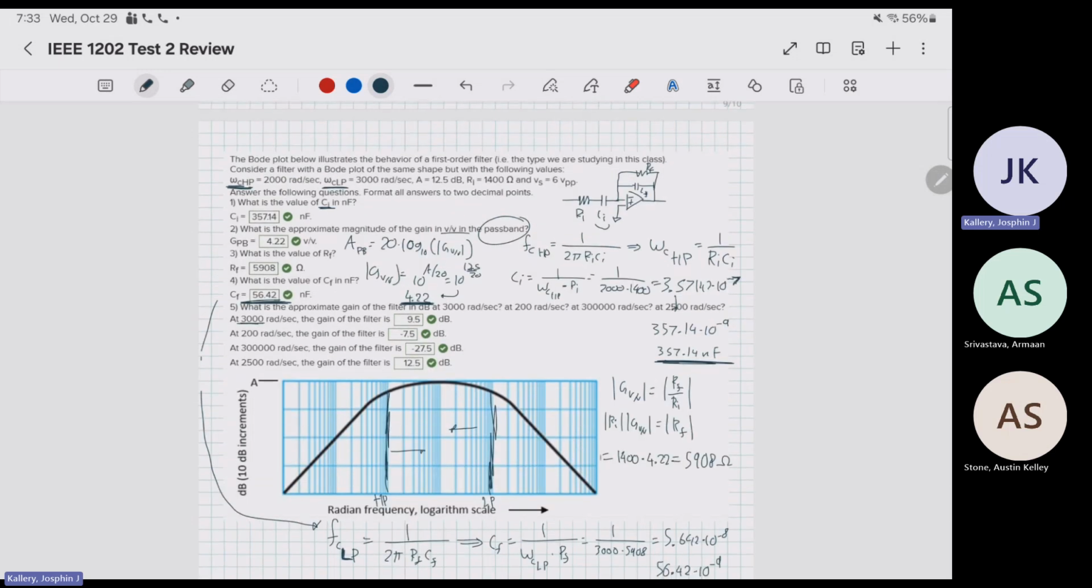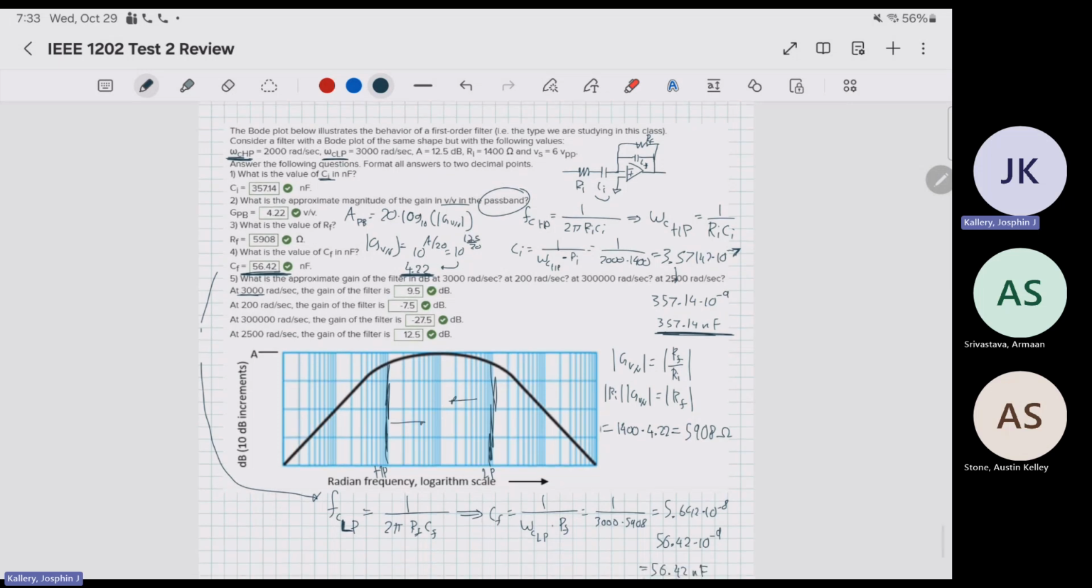Okay, now we're just dealing with different frequencies. At 3,000 radians per second, what is the gain? Let me label this. This is 2,000. This is 3,000. So at 3,000, we're at one of the cutoff frequencies. This means our gain here is our gain in the passband minus 3. So that's 12.5 minus 3 equals 9.5.